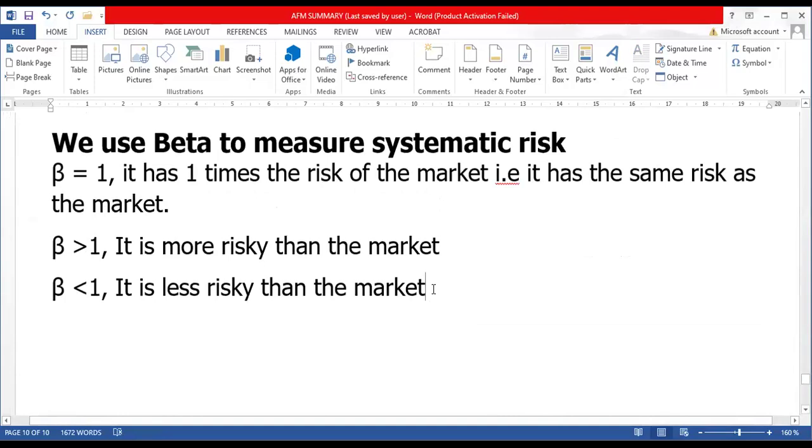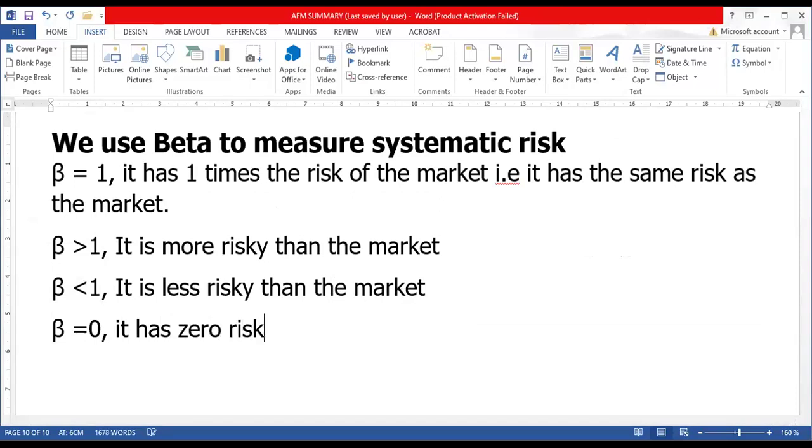Okay. Then finally, if you find that your beta is equal to 0, what will that mean? If you compute and realize that your beta is equal to 0, it will show that the portfolio has zero risk. Okay, if you compute and you get beta as equal to 1, it means that the risk of the portfolio is the same as that of the market.